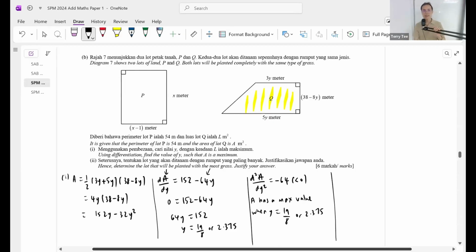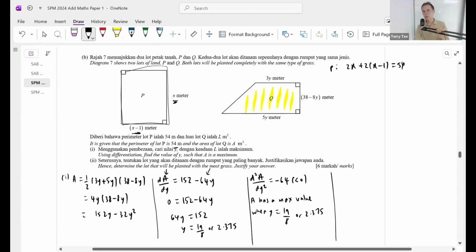Now, hence, determine the lot that will be planted with the most grass. Justify your answer. The question already said that the perimeter of lot P is 54. So we need to find your x value by adding all these sides together and equating to 54, then calculate the area of P and compare with the area of Q. So let's look at P. Your perimeter will be 2x plus 2 of x minus 1, and the result is 54, because I have 2 of this and 2 of this. Add them together, that's your perimeter.